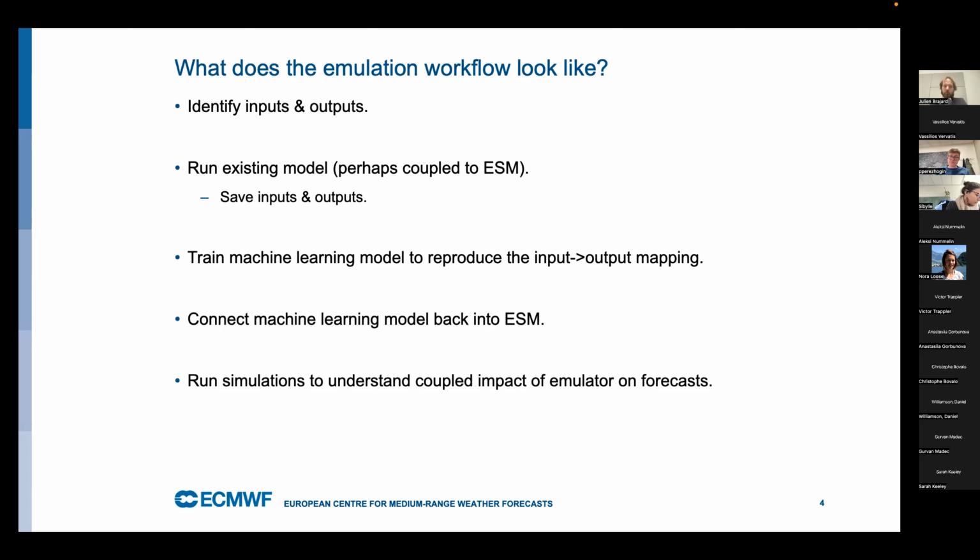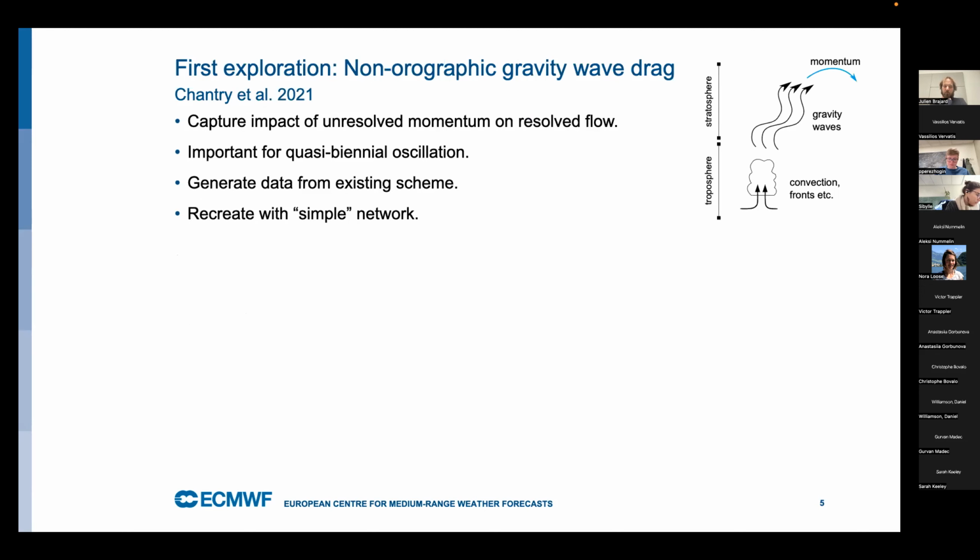You maybe don't even have any arguments for incorporating uncertainty into it because you have a deterministic model that you're looking to recreate. And then the tricky bit comes in trying to connect the machine learning model back into the Earth system model. And then you want to run simulations to understand the coupled impact of your emulator on your forecasts, because typically your loss function isn't the actual thing you care about. You train on some sort of offline mean squared error, mean absolute error, but you care about your impact on the forecasts of weather or climate.